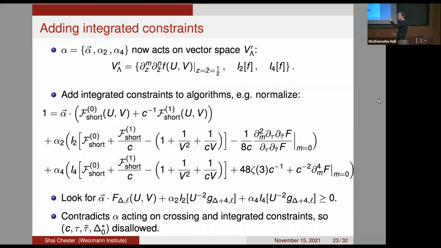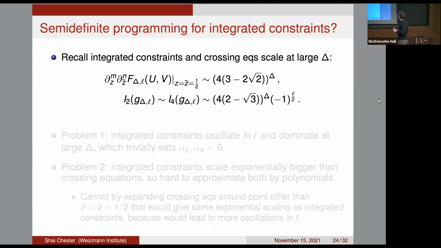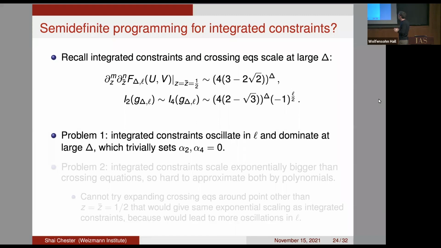And notice that we have two integrated constraints, which is why we're able to fix both tau and tau bar. Okay, just one more technical slide before we get to the results. Recall that the integrated constraints in the crossing equations scale at large delta in a different way. The crossing equations scale like 4 times 3 minus 2 root 2 to the delta, because that's what r is at the crossing symmetric point, 3 minus 2 root 2. Whereas the integrated constraints, as we discussed before, have a different asymptotic scaling and oscillate in spin. This causes a few technical problems.